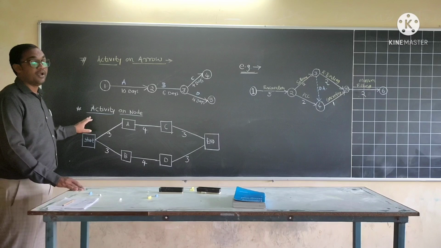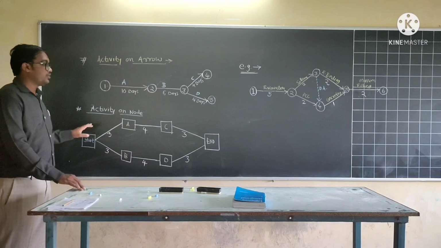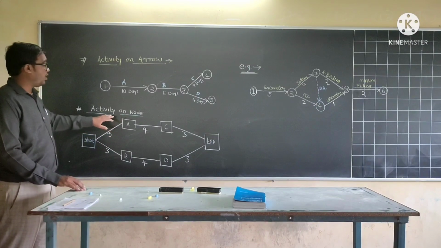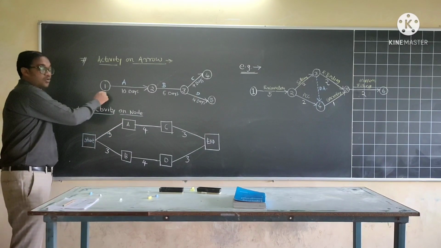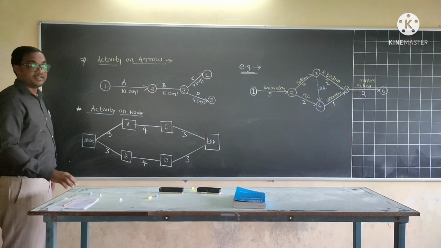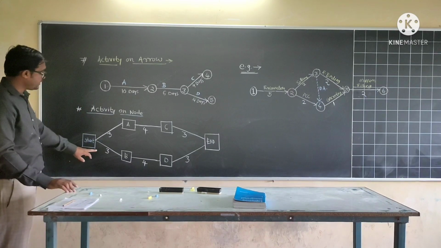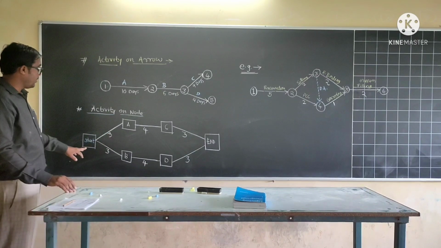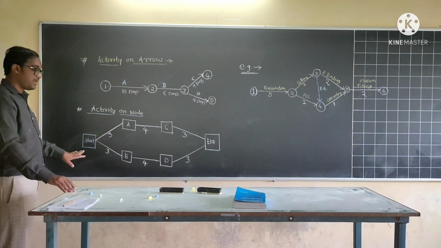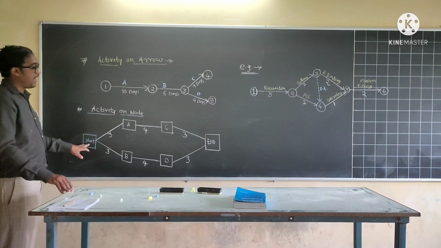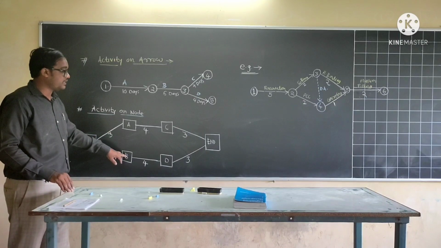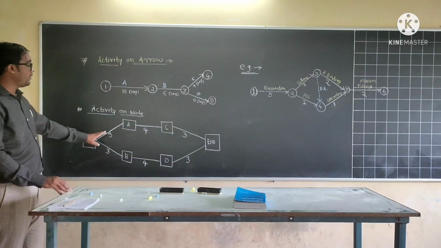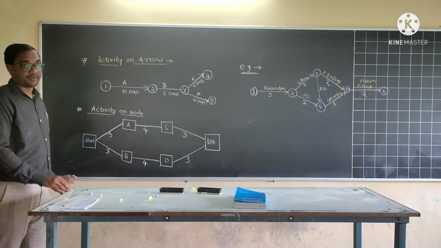Now next is the activity on node diagram. So how to draw a network diagram with this process, that is activity on node. All of you know this circle is called a node, and the number written inside is the event. Here the node is shown by a rectangle. In this type, activities A and B start simultaneously, then C and D, and lastly it comes to an end of the project, and their duration is also mentioned below the line.